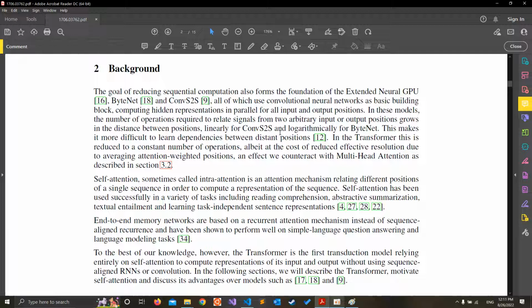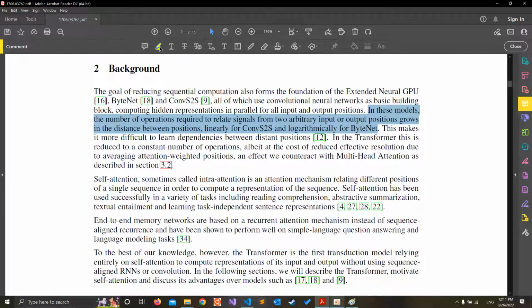So the goal of reducing sequential computation, which we mentioned in the previous parts for recurrent neural networks, also forms the foundation of the Extended Neural GPU, ByteNet, and ConvS2S, all of which use convolutional neural networks as a basic building block, computing hidden representations in parallel for all input and output positions. In these models, the number of operations required to relate signals from two arbitrary input or output positions grows in the distance between positions, linearly for ConvS2S and logarithmically for ByteNet.